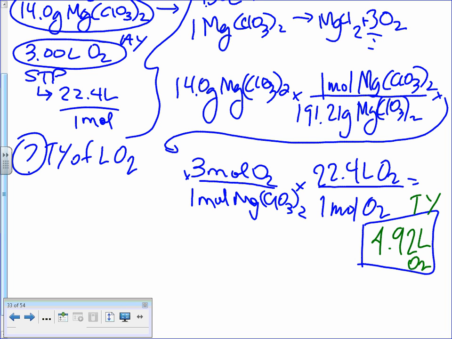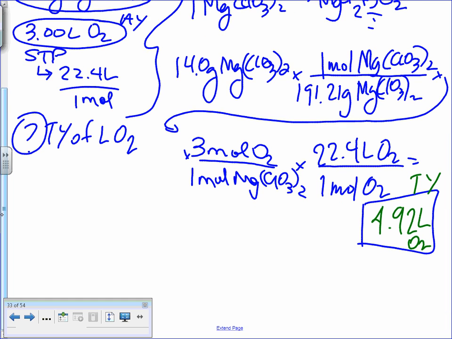Theoretically, it's like if we were perfect. Now we're really close to perfect, guys. But 4.92 is our liters of oxygen we should make from all that magnesium chlorate. But how much did we make? 3 liters. So how do I get percent yield?